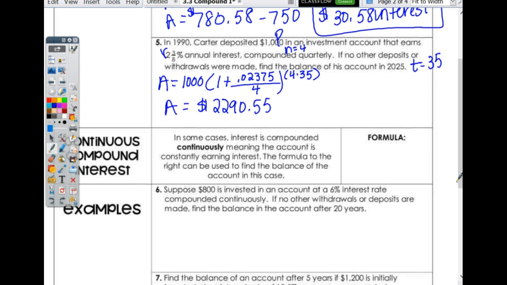Okay, so those problems have all been just regular interest problems. Anytime it says continuously, you have to use this: A equals P e to the rt. That's for continuous, and everything means the same. You just use this formula.